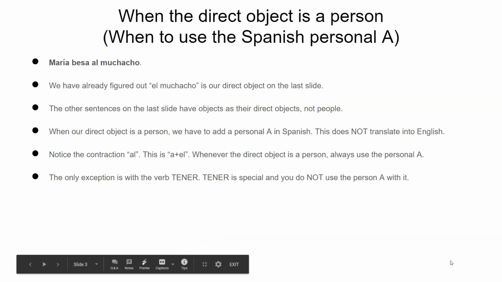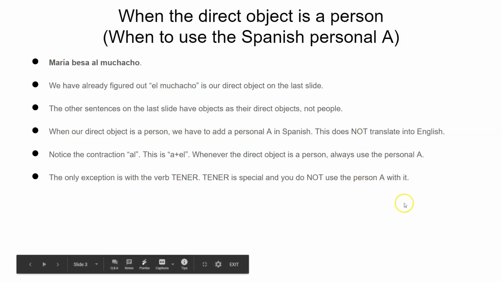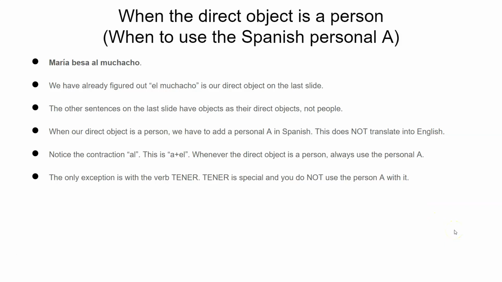When the direct object is a person, in Spanish. So María besa al muchacho. We've already figured out that el muchacho is our direct object on the last slide. The other sentences on the last slide all had things or objects as their direct objects, not people. When our direct object is a person, we have to add a personal a in Spanish, which generally does not translate into English. Notice the contraction al is going to be a plus el. Whenever the direct object is a person, always use a personal a before the direct object, unless it's a pronoun, then we don't use it.